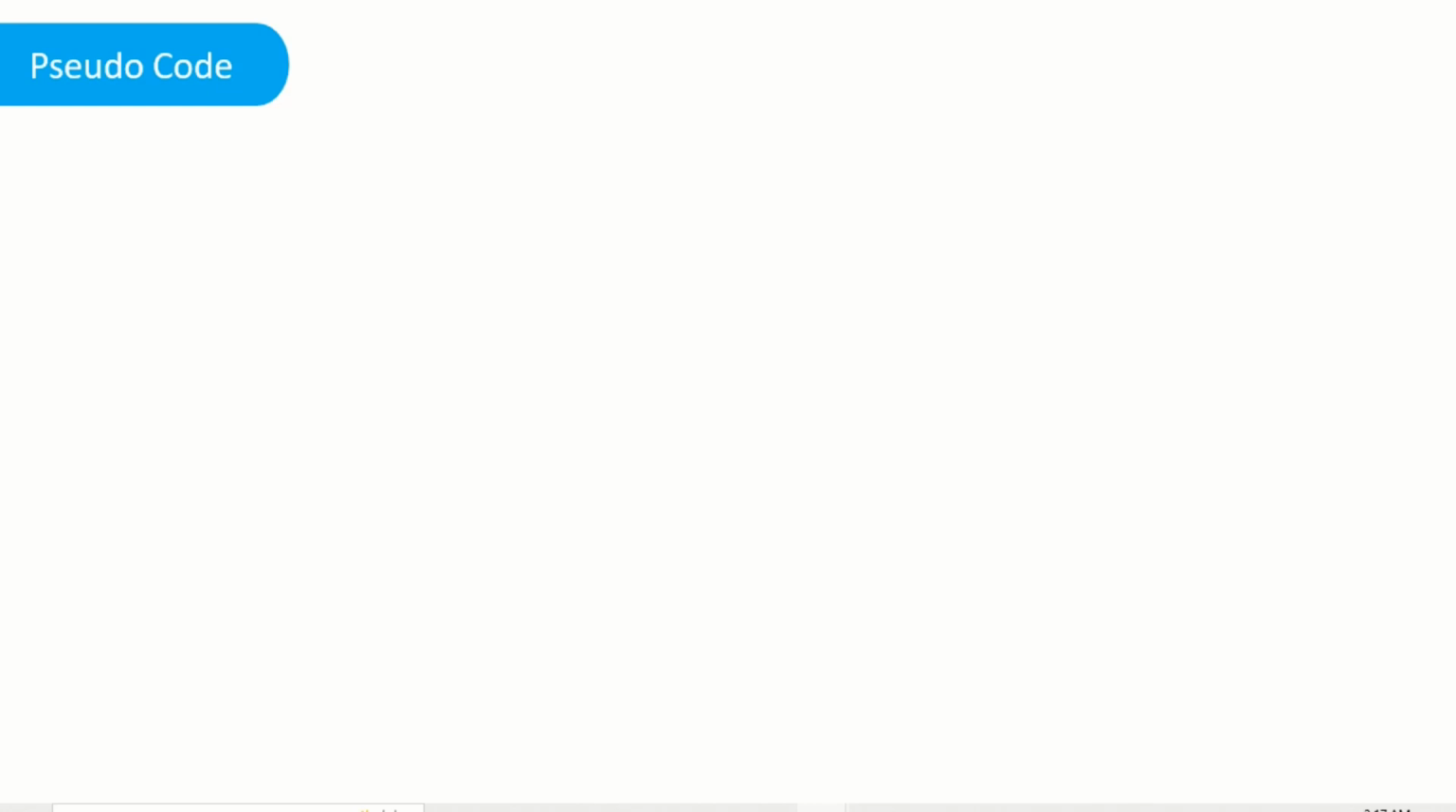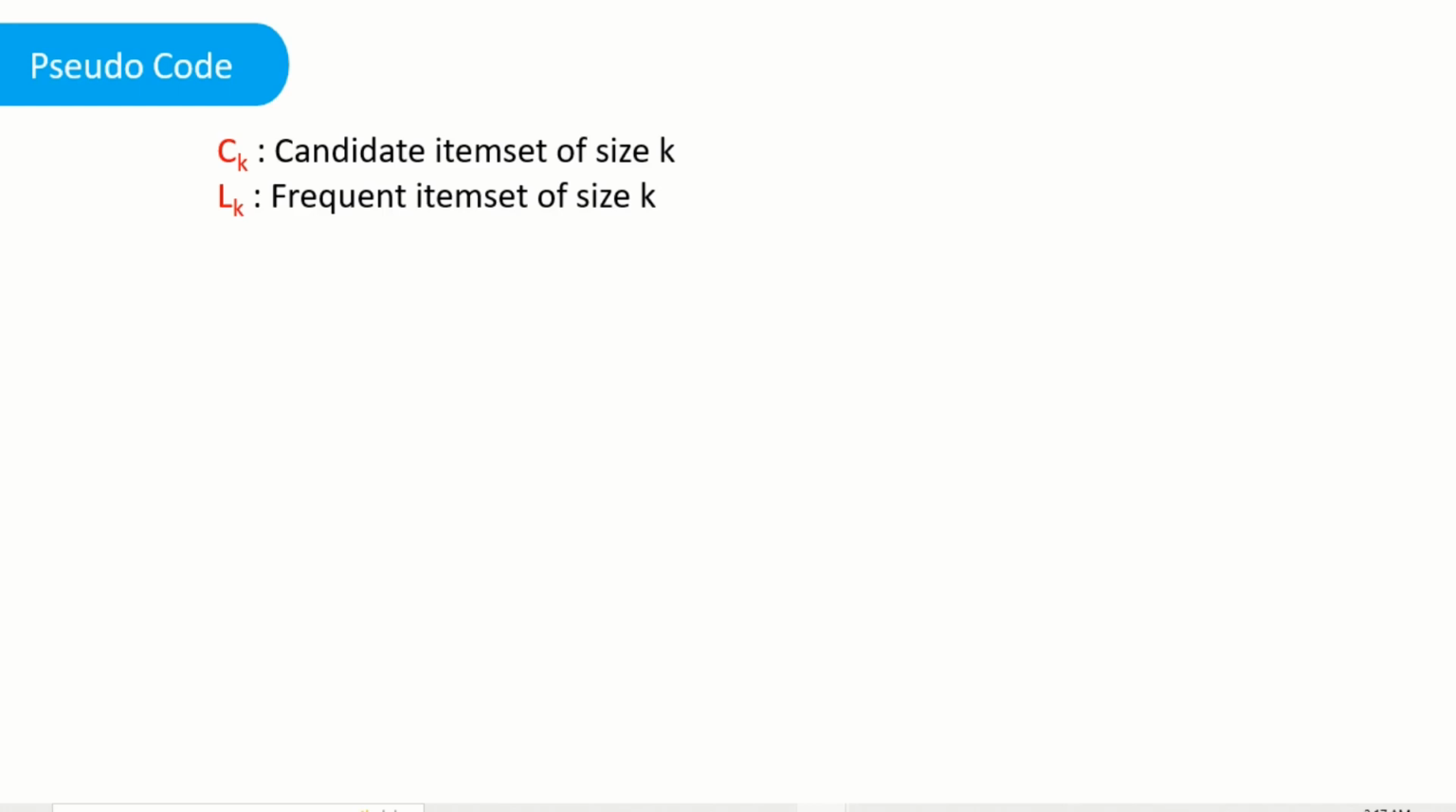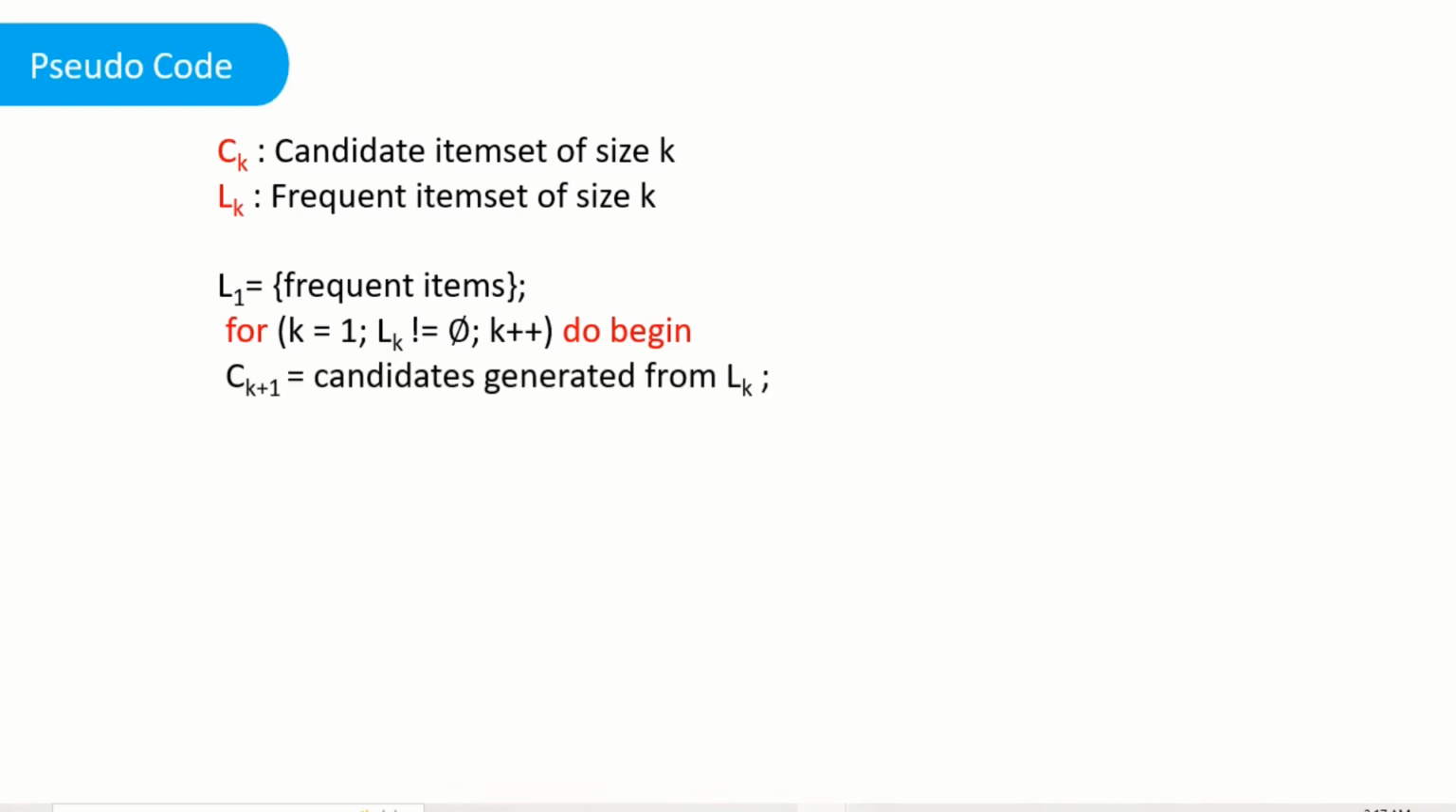Let us now look at the pseudocode behind the working of the Apriori algorithm. To understand what Ck and Lk represent, Ck is a candidate item set of size k and Lk is a frequent item set of size k. So initially we will define L1 as the frequent item set, and then for k equal to 1, while Lk is not equal to the empty set, we will start a for loop and generate the candidates from Lk and store them in Ck+1, which is a candidate item set.